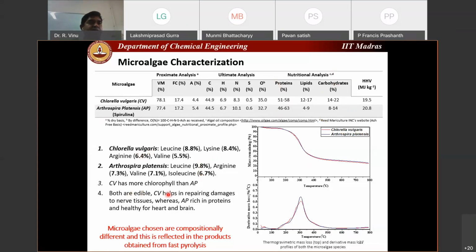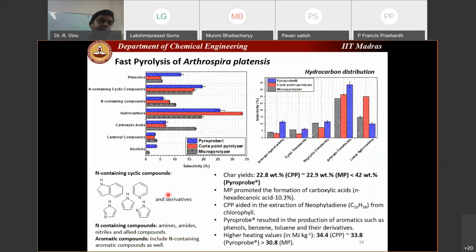With this basic characterization, we went ahead and pyrolyzed these two different algae samples. It's a simple pyrolysis experiment at one specific temperature without the use of any catalysts. Our idea is to repeat the experiments and also perform a detailed characterization of the products. This is the data for Arthrospira platensis, spirulina algae. The temperature adopted is the same for all three pyrolysis setups, and you can see that the results are significantly different from these different setups.